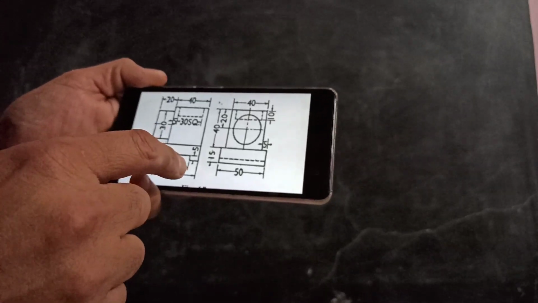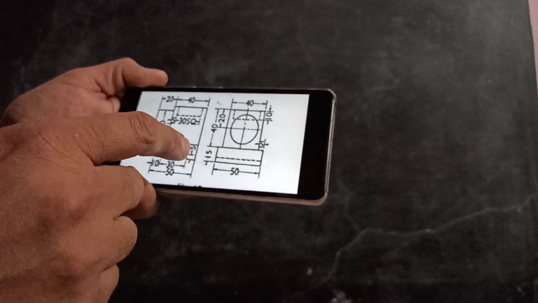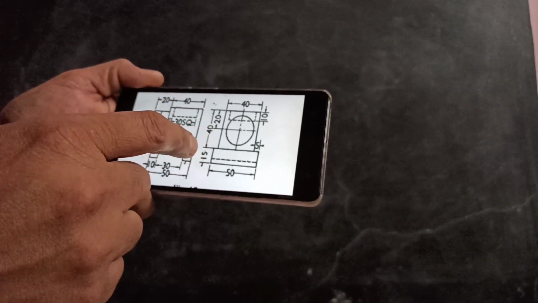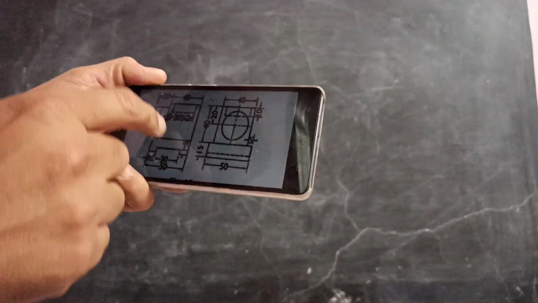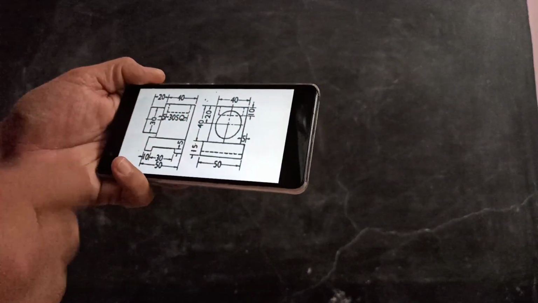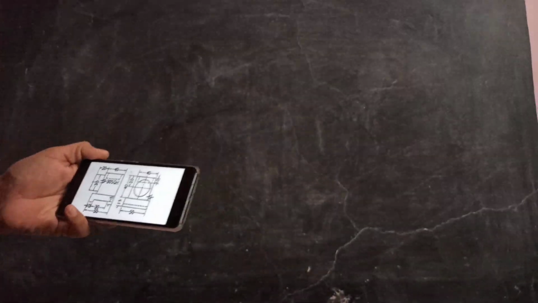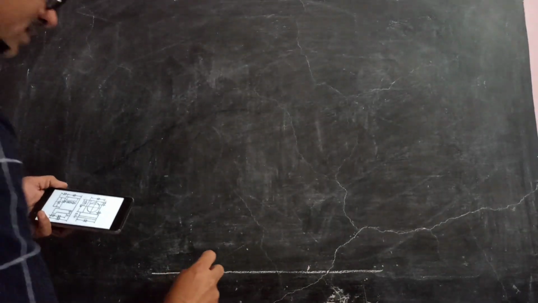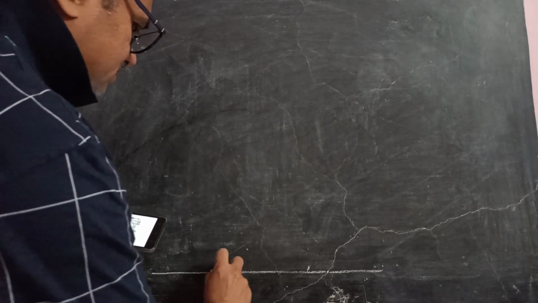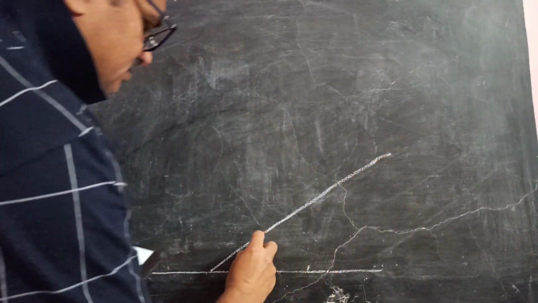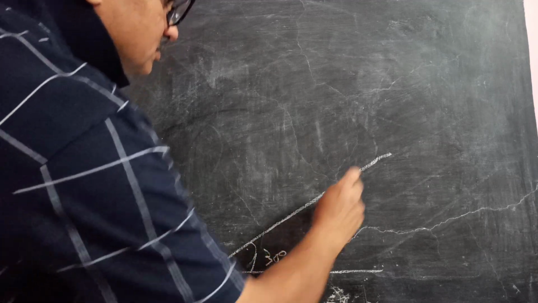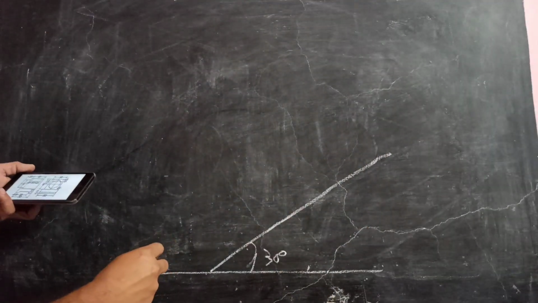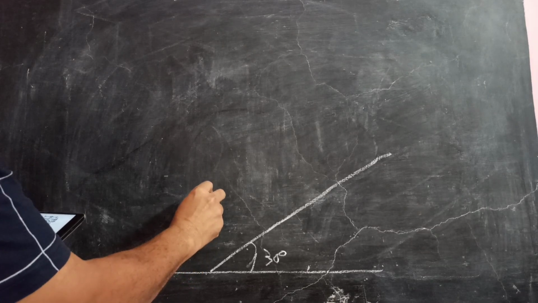Length is 50, the height is 40 plus 15, that is 65, and this part is having 40 by 40. So let us start with the base. Draw this line, then this is at 30 degrees, this is 50, the height of the base is 15.